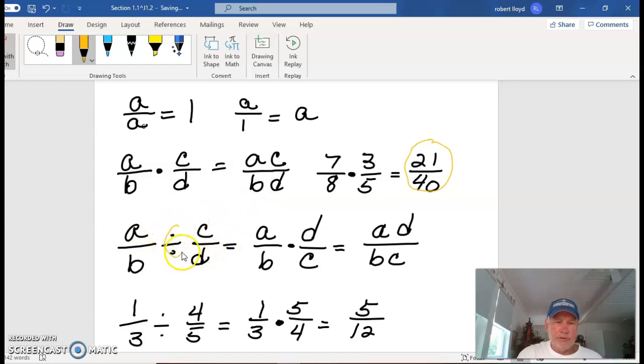Division is a little bit different. The first fraction, a over b, stays the same. The division sign now becomes multiplication, and the second fraction gets inverted. So the c over d becomes d over c. Now we're back to multiplication, so we can take the a times the d, ad, b times the c, bc.